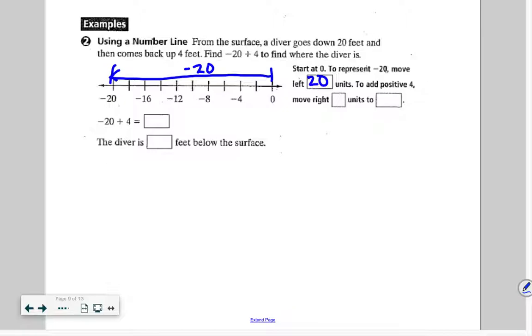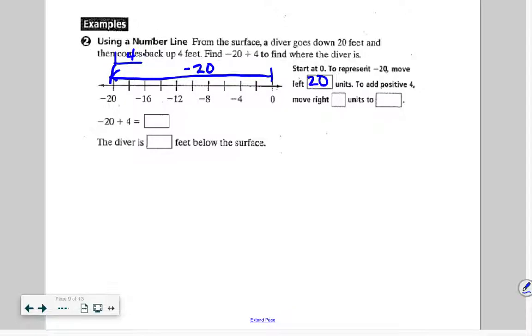Then it says he comes back up 4 feet. So from that negative 20, we have to turn around and go back what direction? Right, to the right. How many feet? 4 feet. Well, notice we were going by 2's the whole time: 0, -2, -4, -6, -8, -10, -12, -14, -16, -18, -20. Because each dash is worth 4 feet, correct? So that was coming back up 4 feet. Where is that diver at?